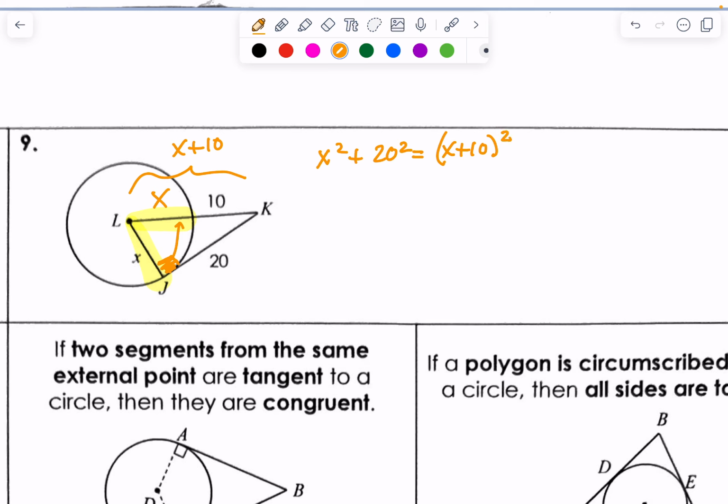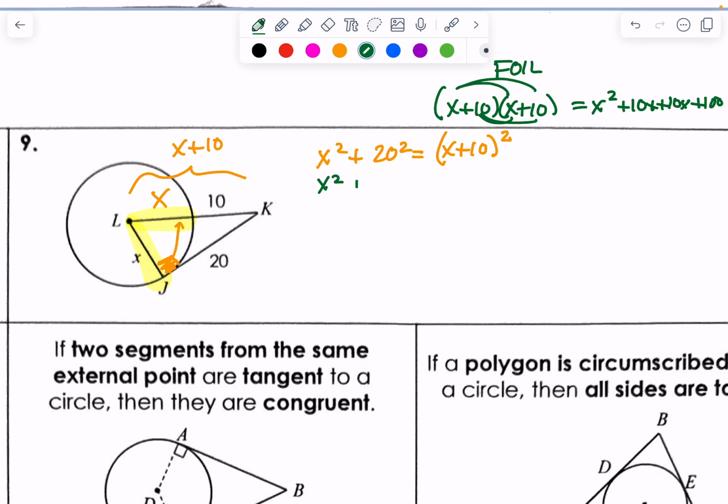Now, do you remember that what that really means is that's actually x plus 10 times x plus 10? And last year, you learned to FOIL. So x times x is x squared. X times 10 is 10x. 10 times x is 10x. And 10 times 10 is 100. So that what I get is x squared plus 400 equals x squared plus 20x plus 100.